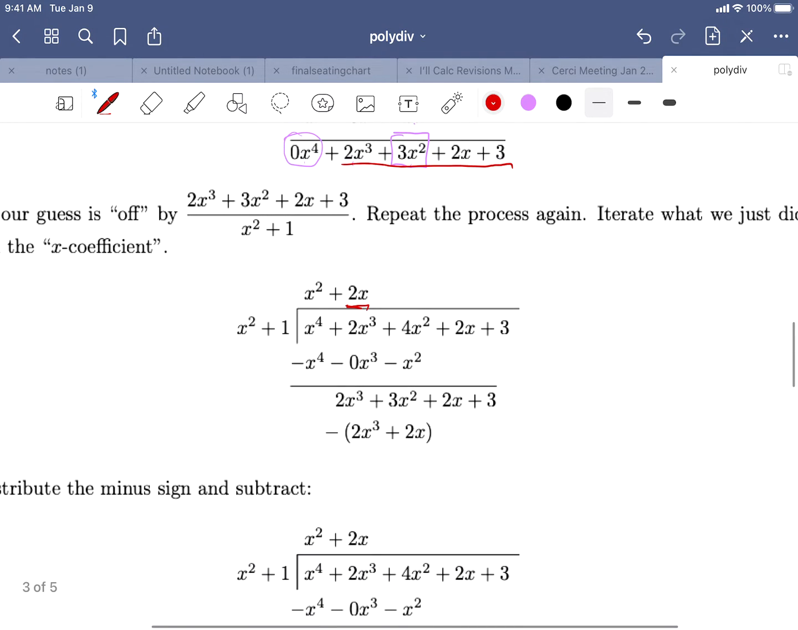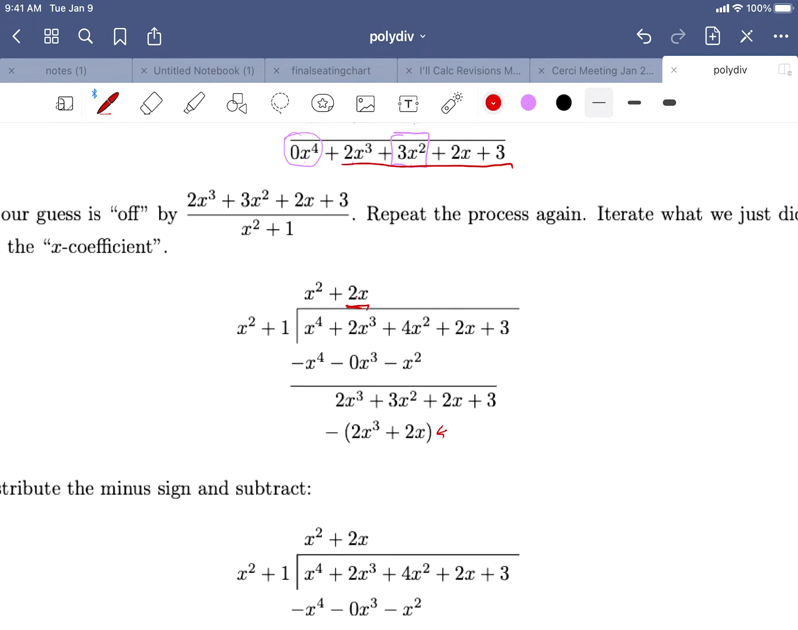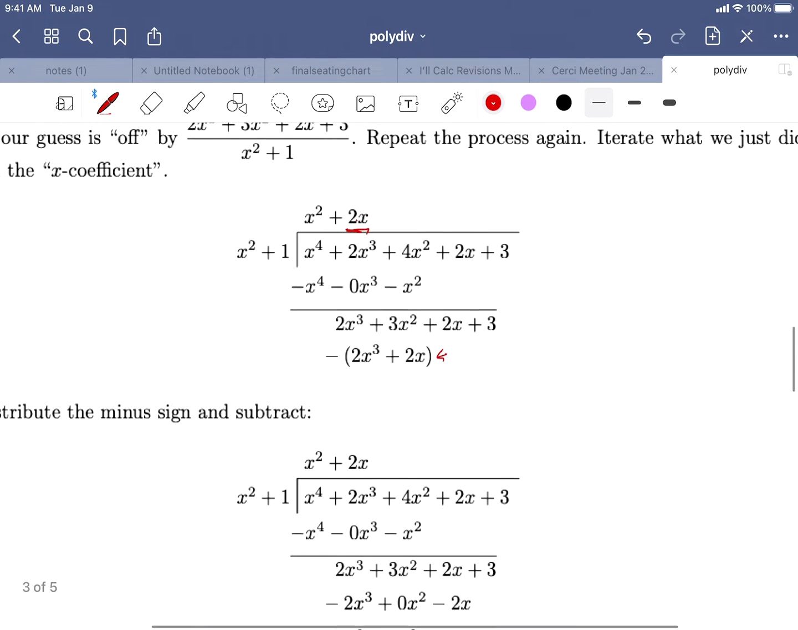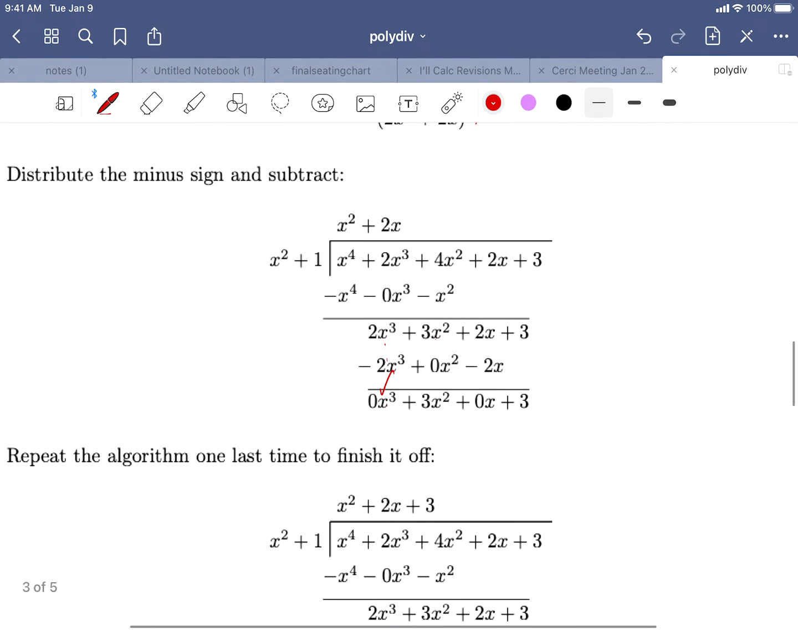And now I need to subtract this from the result. That's 2x times x squared plus 1. 2x times x squared is 2x cubed. 2x times 1 is 2x. Distribute the minus sign and introduce the 0 term so you can subtract column-wise. 2x cubed minus 2x cubed is 0x cubed. That's what I knew would be there. 3x squared minus 0x squared is 3x squared. 2x minus 2x is 0x. I'm left with 3x squared plus 3.